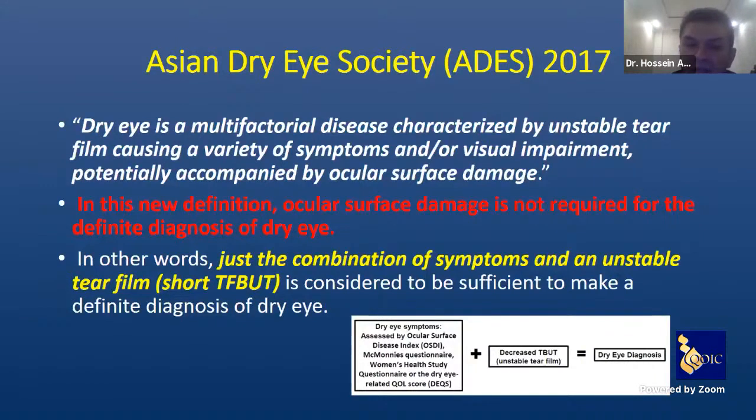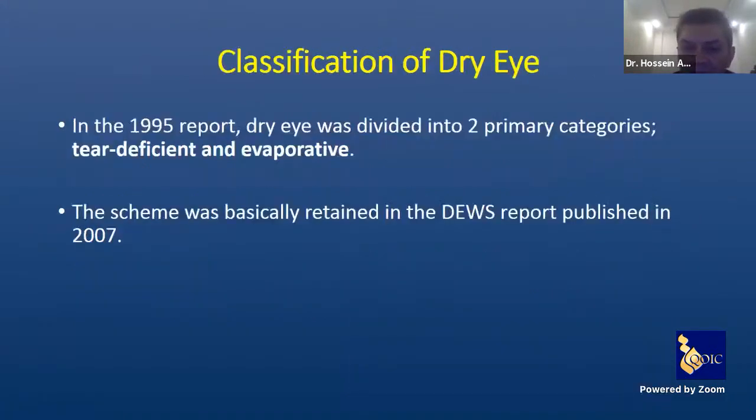And based on this definition, dry eye is characterized by an unstable tear film, causing a variety of symptoms and/or visual impairment, potentially accompanied by ocular surface damage. They emphasize only the combination of symptoms evaluated by special questionnaires and also an unstable TFP. They introduced the term short TBUT as a very important variable in dry eye disease.